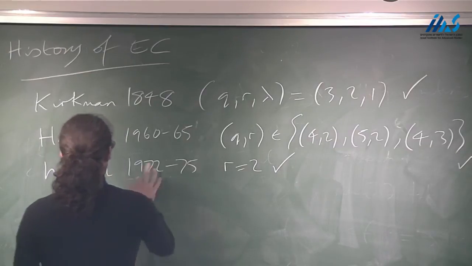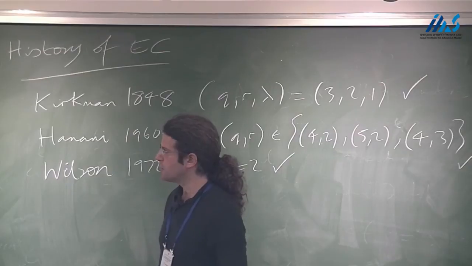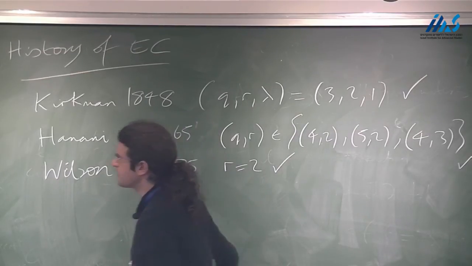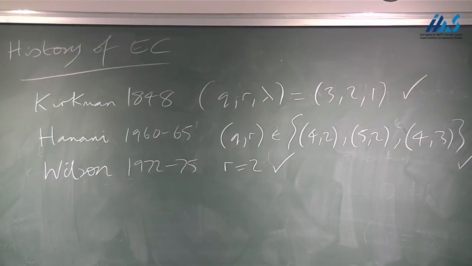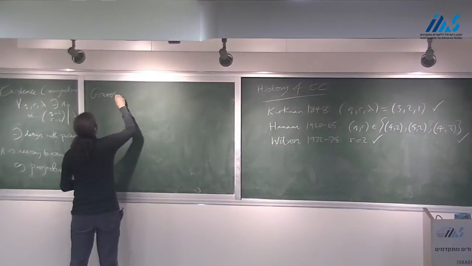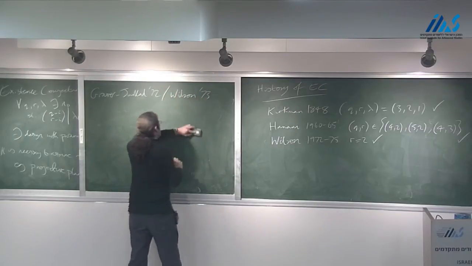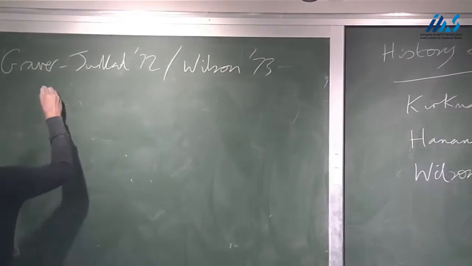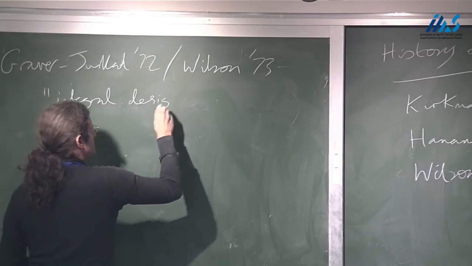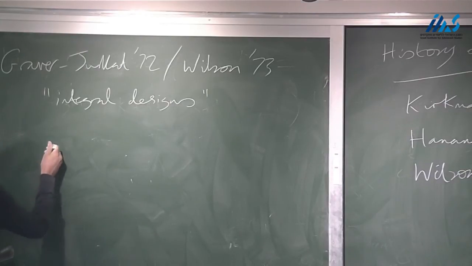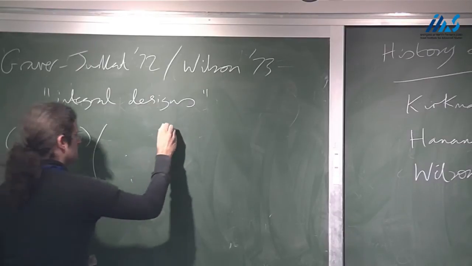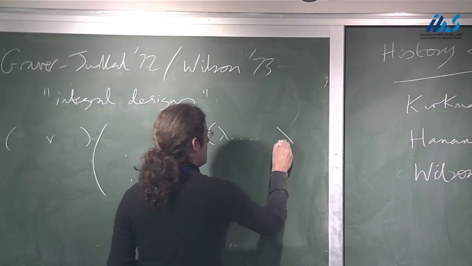Around the same time, Wilson and independently Graver and Jurkat proved a result, which I want to make a little digression on because it'll come up later. So this is about integral designs. I want to consider a certain vector and matrix equation, where this is an inclusion matrix.